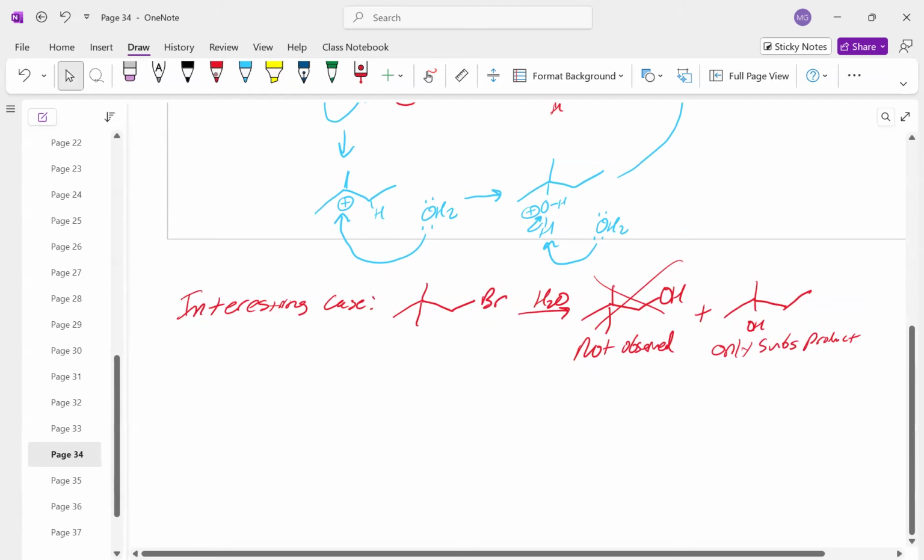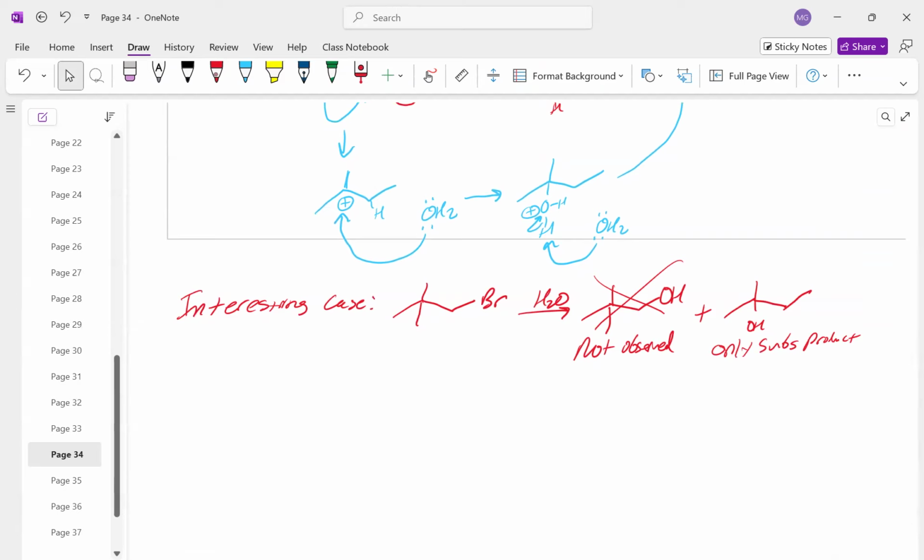What I want you to do is pause the video and think about why we don't observe the alcohol on that primary carbon where the leaving group was. Okay, so now you've had a chance to think about that. Hopefully you took some time. Let's think about why we don't observe that product. In order for that product to happen, we would have to get rid of the bromine on that primary carbon.